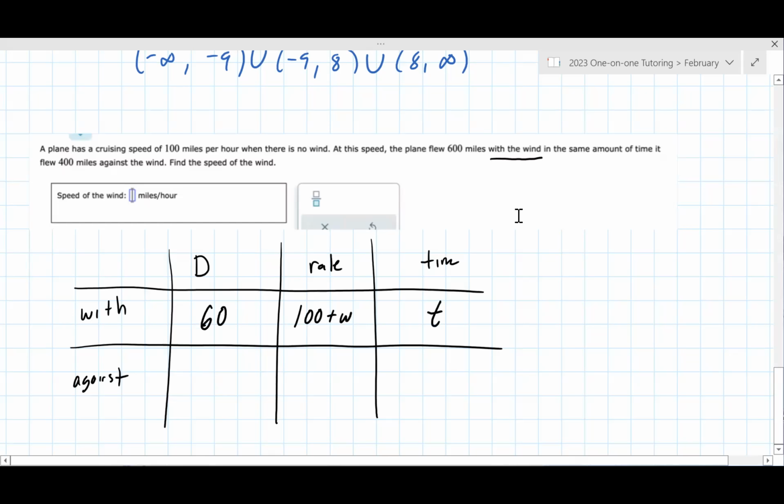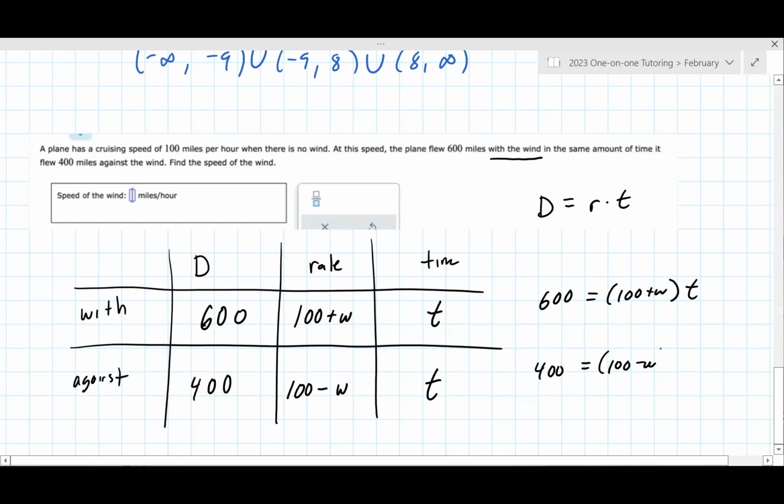But it's the same amount of time to go against the wind. Now to go 400 miles, the rate is 100 minus W. And the overarching equation here is distance equals rate times time. So 600 equals parentheses 100 plus W times T. 400 equals 100 minus W times T. And so you effectively have two equations and two unknowns.